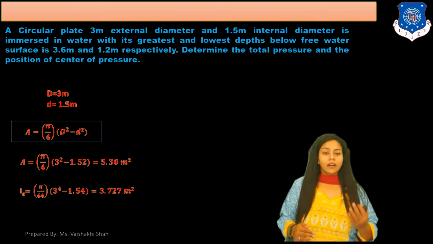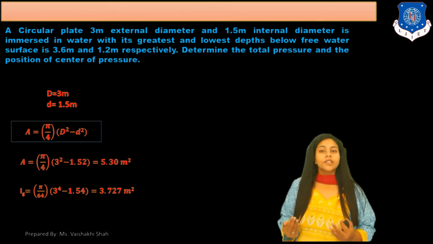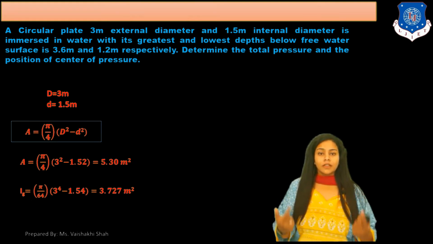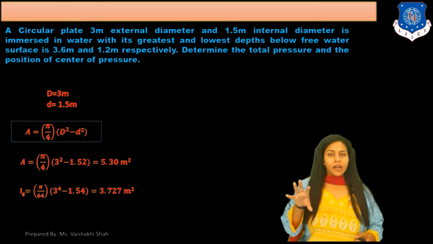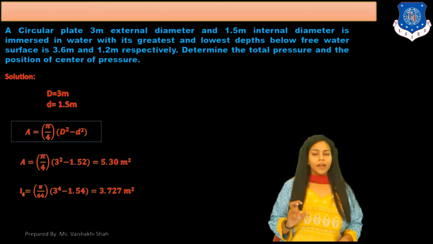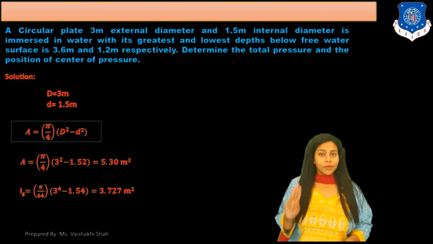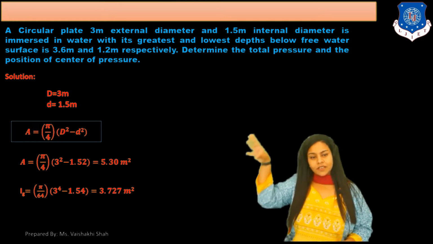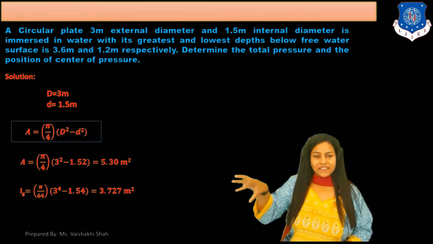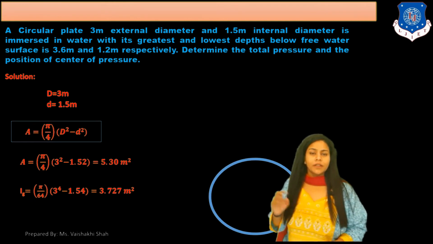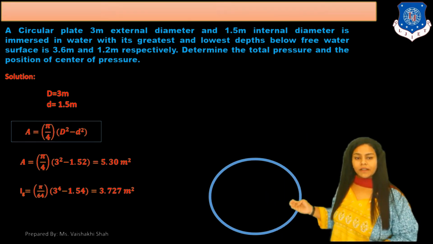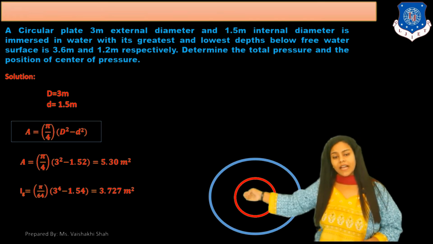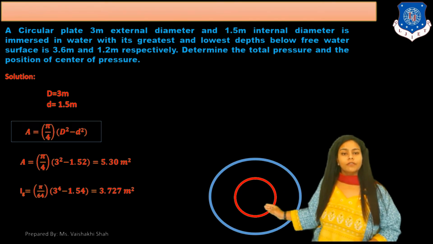Determine total pressure and position of center of pressure. Here in this data, first of all, a circular plate is given with a hole. The external diameter is 3 meter and the internal diameter is 1.5 meter. So this is your circular plate of diameter 3 meter, and there is an internal diameter which is 1.5 meter.